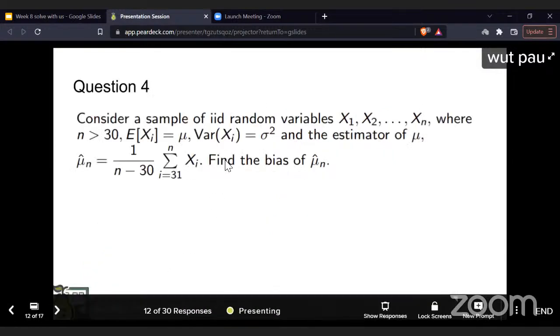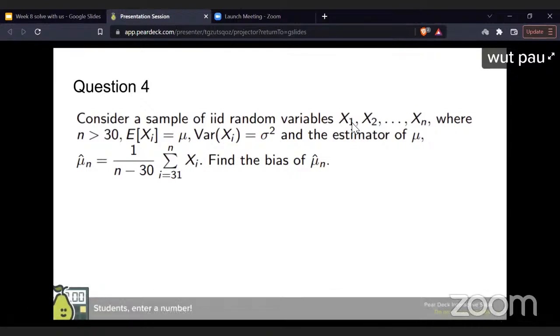See, here it is said that n is greater than 30. So n greater than 30 means your i should vary from 31 on. If you have to find the expected value of the sum of xi, i varying from 31 to n, you will do x31 plus x32 plus x33 plus up to xn. So the first 30 are not considered. Okay, got it. Thank you.